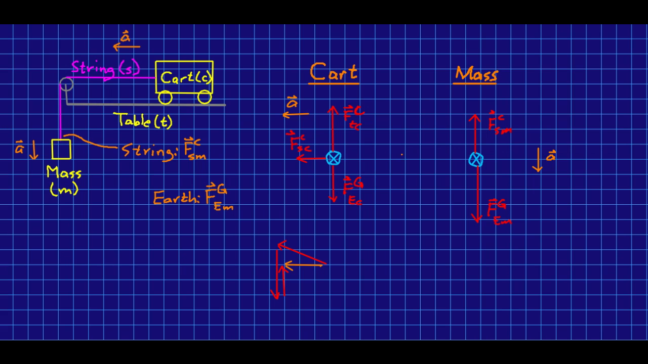Now the only other thing to note is that because these forces that the string is exerting on the cart and mass are probably quite a bit bigger than the gravitational force on the string, that means that these two forces that the string exerts, one on the cart and one on the hanging mass, should be about equal in magnitude.